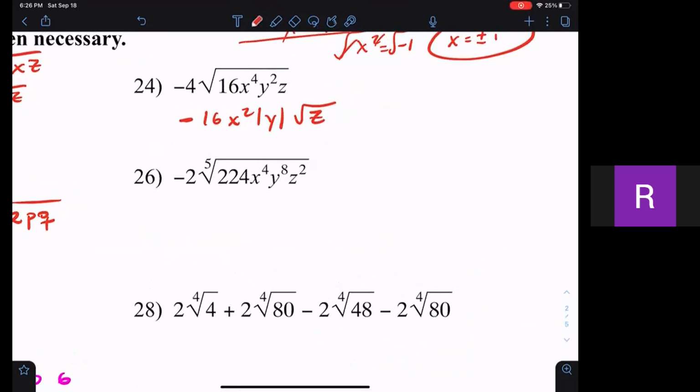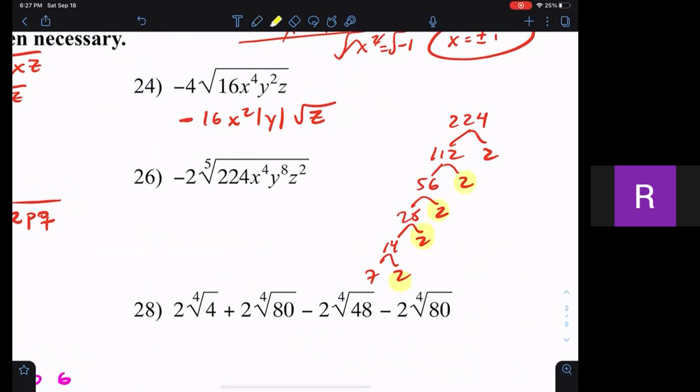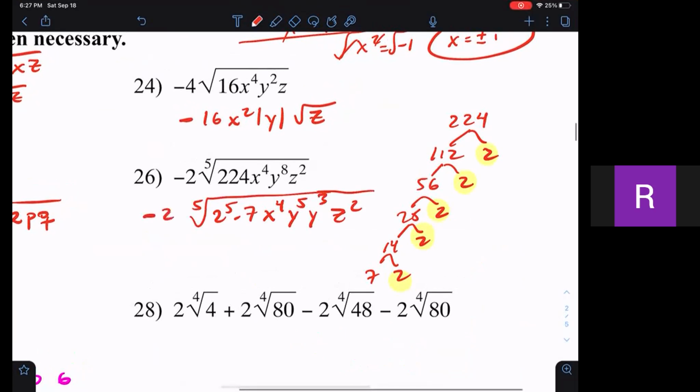So 224, right? Fifth root. So this is 2, 2, this is 56 and 2, 28 and 2, 14 and 2, 7 and 2. So if I have 5 twos, I'm good. 1, 2, 3, 4, 5. Good. So this is 2 to the 5th times 7 times x to the 4. That's going to stay inside. y to the 5, y cubed, c squared, 5th root, right? The negative 2 is outside. So the 2 comes out, so that's going to be negative 4, right?